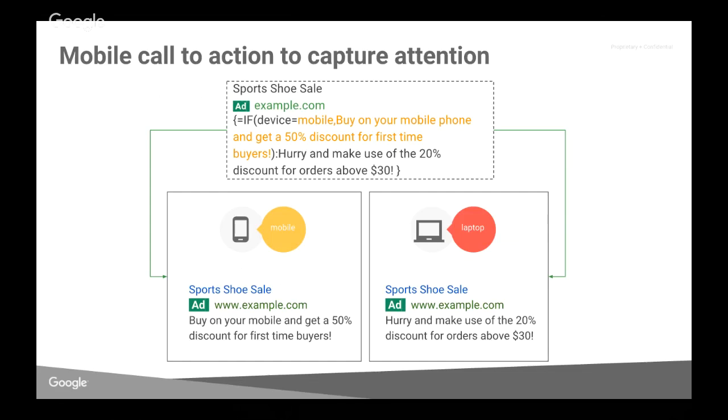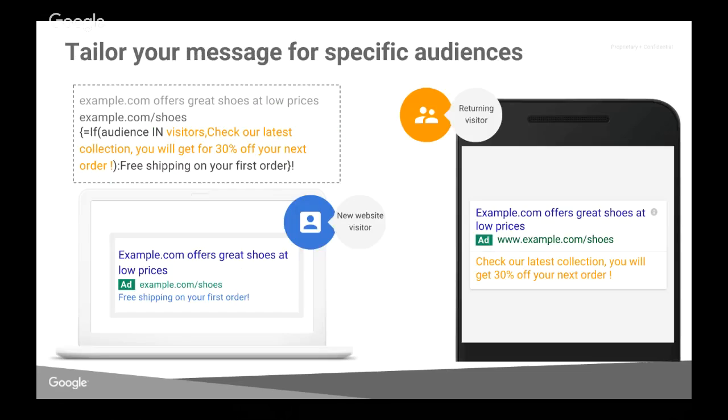Another example of a mobile call to action, this time to really capture attention. This sportsshopexample.com, a very successful one, have entered an if function here where you buy on your mobile and get a 50% discount for first-time buyers. So this is the ad text itself. And what people see on a laptop is hurry and make use of the 20% discount for orders above $30. Very, very cool.